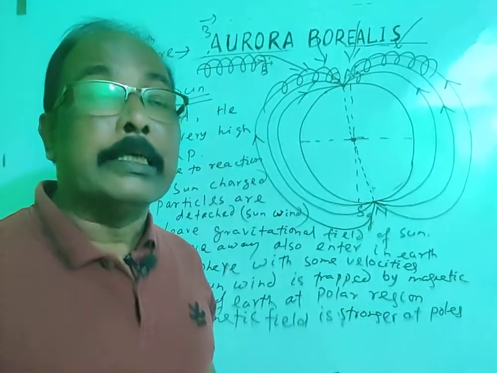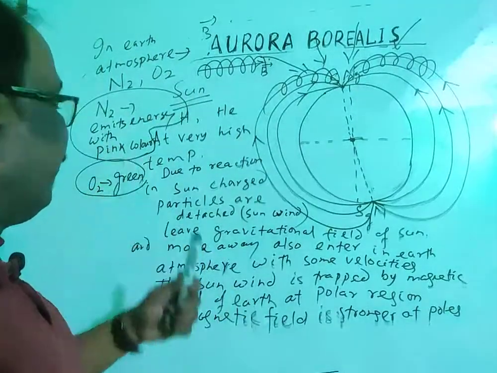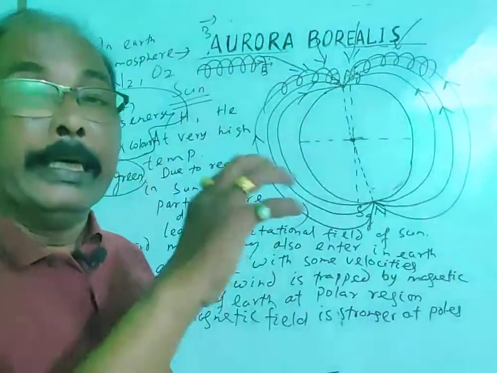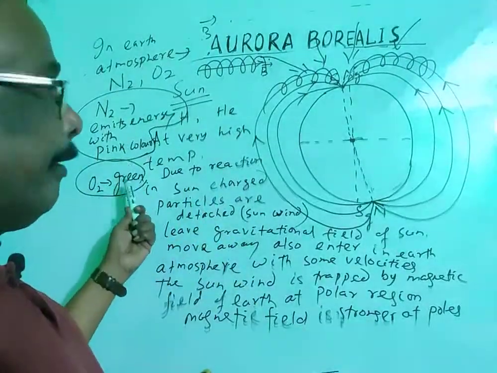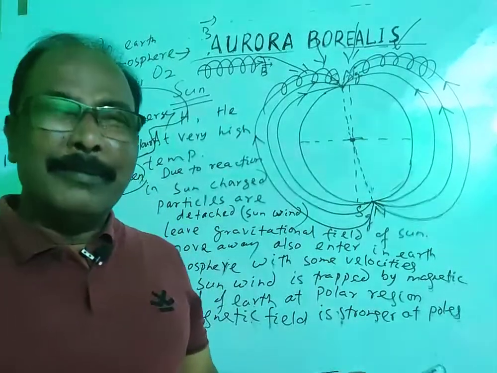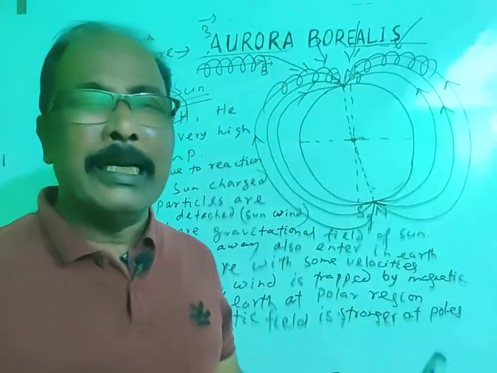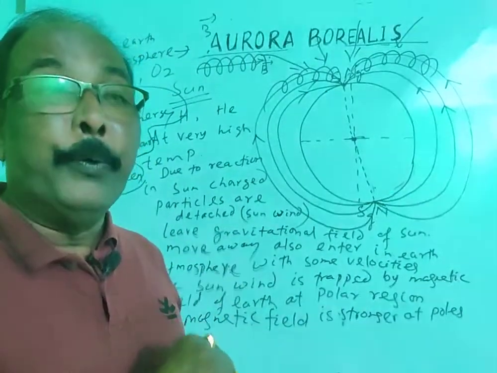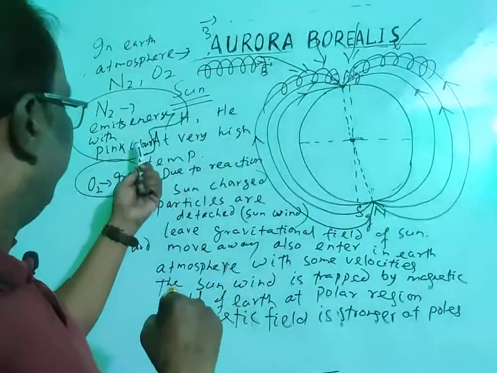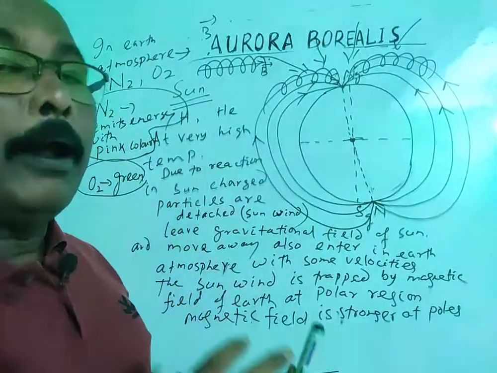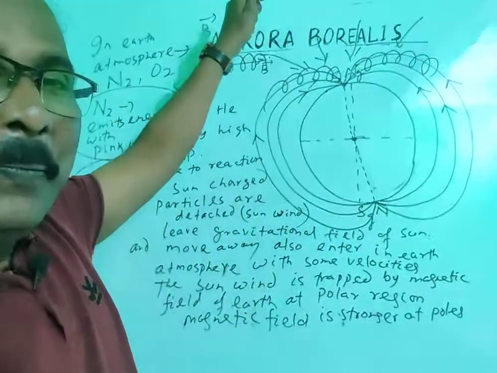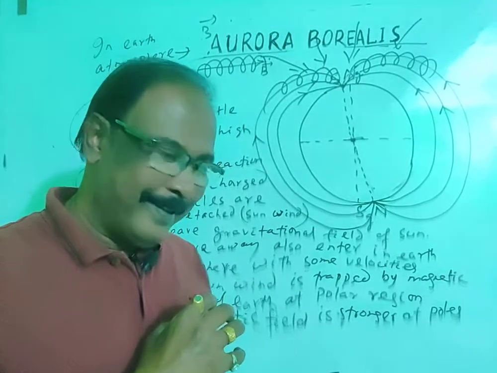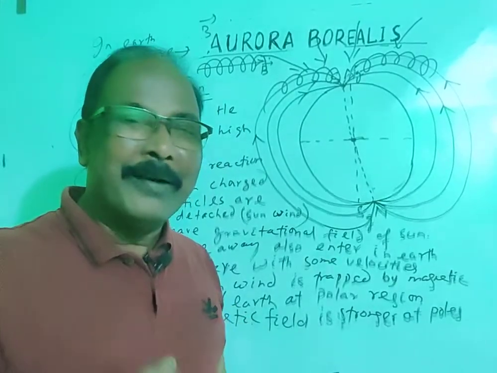Of course, there is not only pink and green, there are different colors, but the dominating colors are pink and green. There are other particles also except oxygen and nitrogen, so different colors may come, but mostly pink and green colors are observed in polar sky. A beautiful scenario as it is observed.